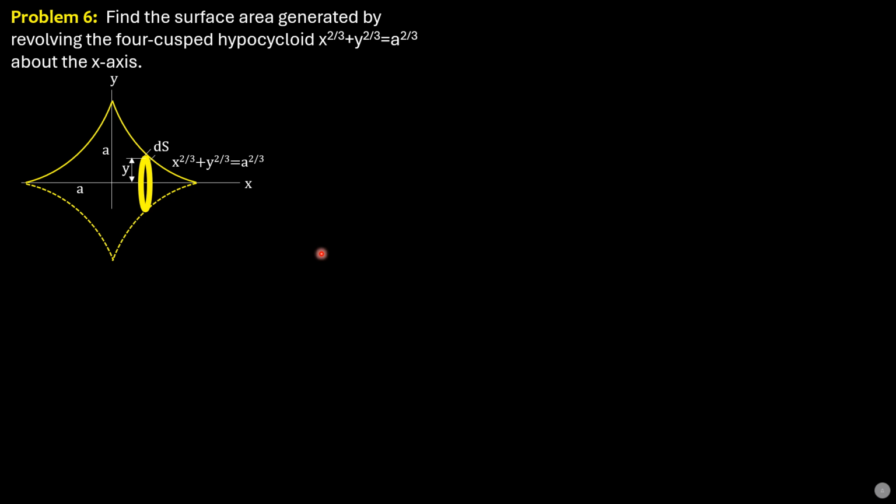And ds, remember ds is square root of 1 plus y prime square times differential x, or square root of 1 plus x prime square differential y. But I prefer to use square root of 1 plus y prime square dx. Let's make x as the variable, and the limits would be from 0 to a. So 0 to a.